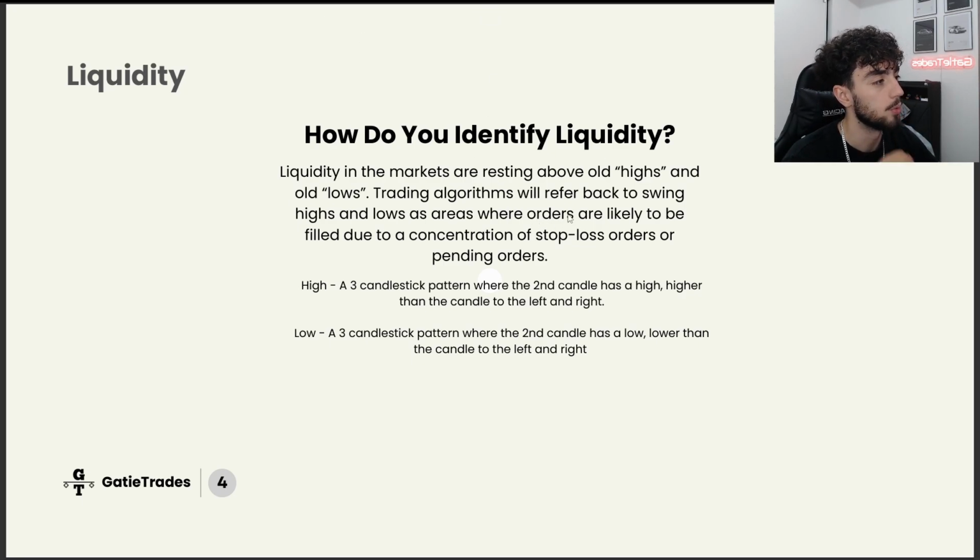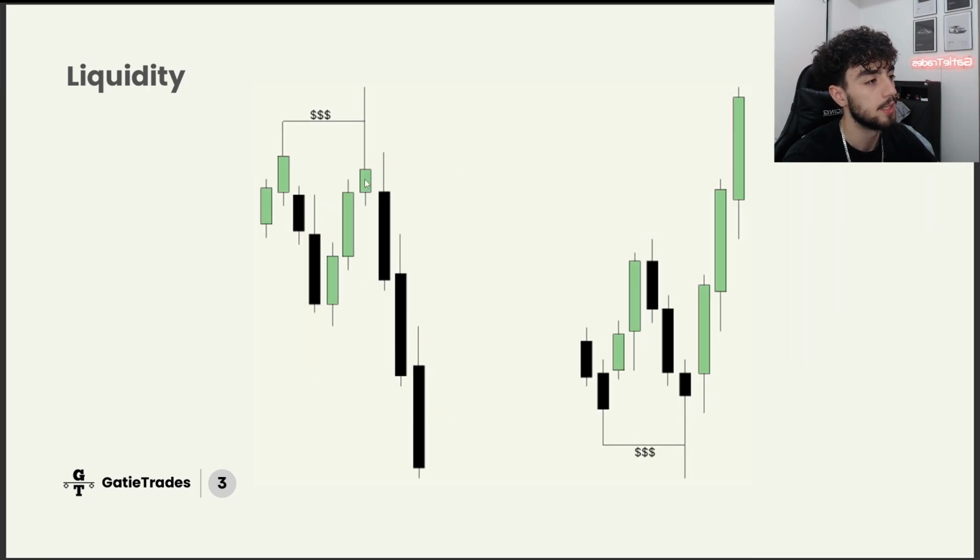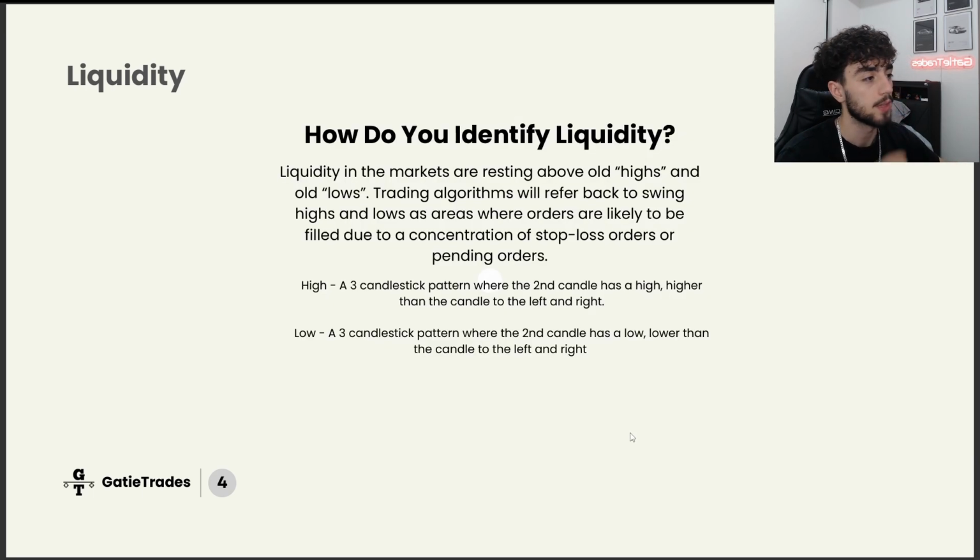So trading algorithms will refer back to these swing highs and lows as areas where orders are likely to be filled due to a concentration of stop loss orders or pending orders. So again, going back to this example, you can see orders are likely to be filled at this specific level, at this specific liquidity pool, because there are resting pending orders at that level, meaning the market needs to reach into there, and the trading algorithm will refer back to these swing highs and swing lows so they can fill orders due to the high concentration of stop loss orders, like we said.